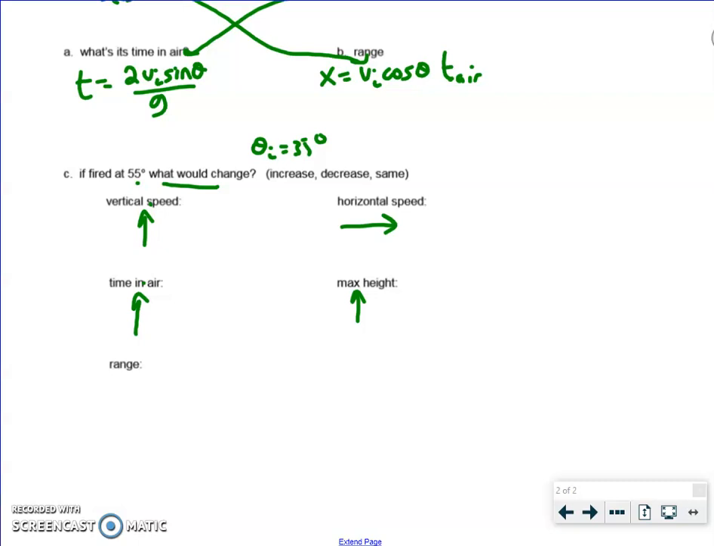And then the range, we've got to be careful. Okay, so for the range we look at 45 degrees. Which one of those is closer to 45? This is 10 degrees away. This is 10 degrees away. Or you can see that they are complements. So the ranges will be the same.